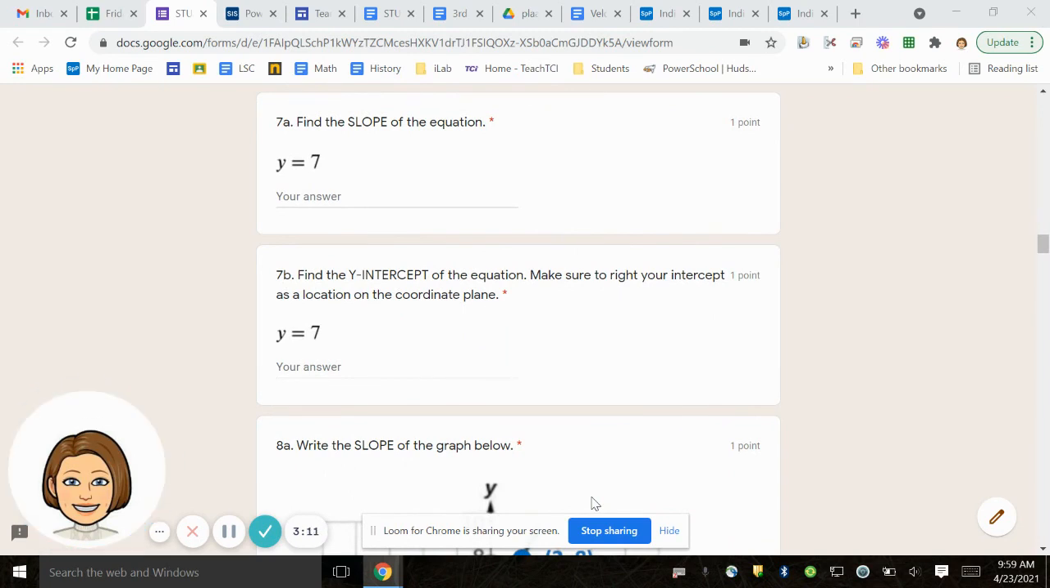If it helps you to graph this equation, do that. If you're a visual person, it might help you identify which kind of slope it is. 7b, find the y-intercept of this equation. Make sure to write your intercept as a location on the coordinate plane.